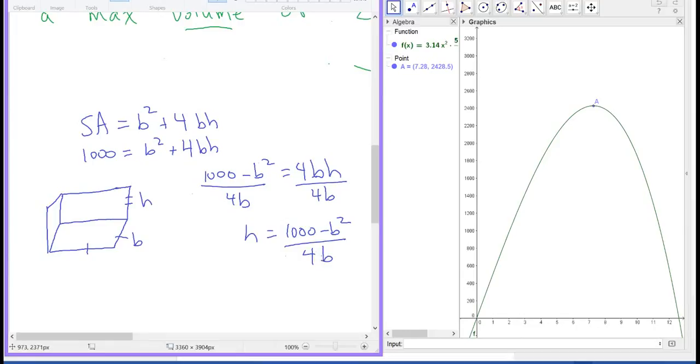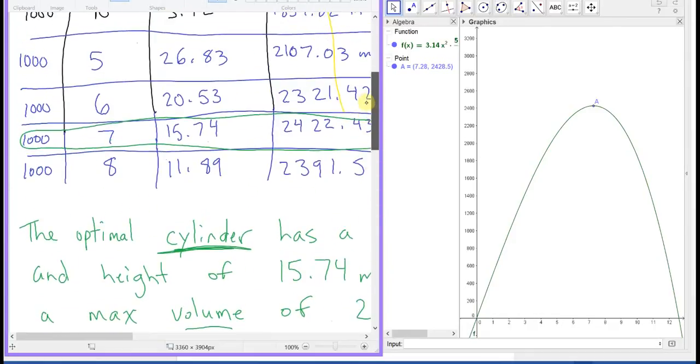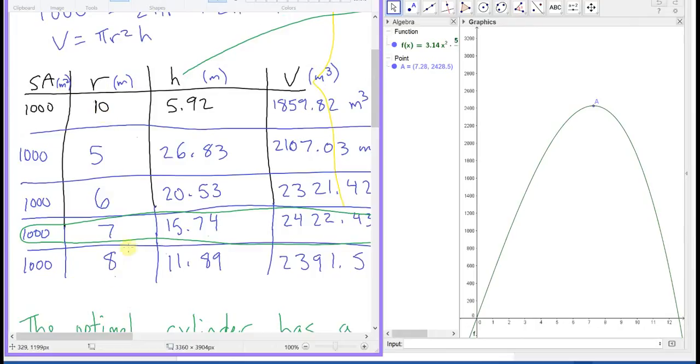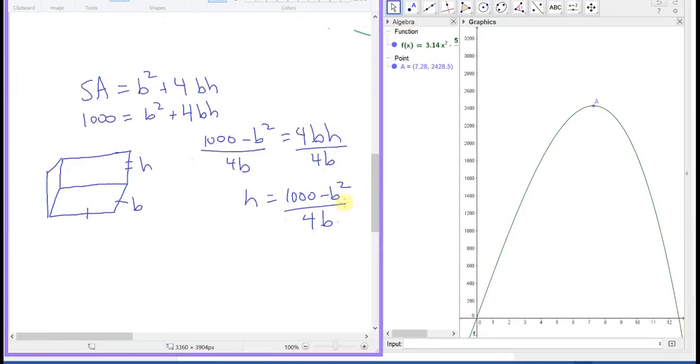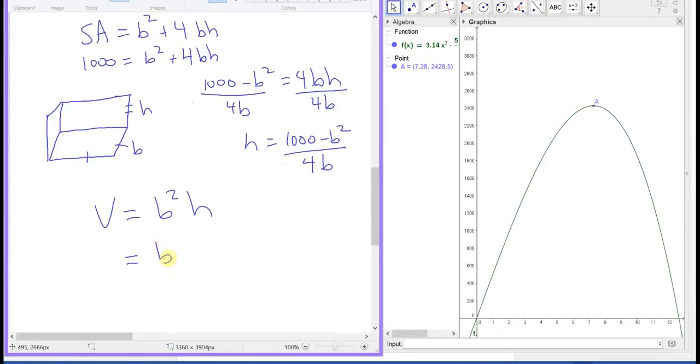Okay, so we have an expression for h. Just like with the cylinder, where we guessed the r and found the h, the h value was based on the radius. Now we're basing it on the base. And the volume is usually length times width times height. Length and width are both b, so b squared times height. We have an expression for the height, so we can put that in for the height: b squared times 1,000 minus b squared, all over 4b.